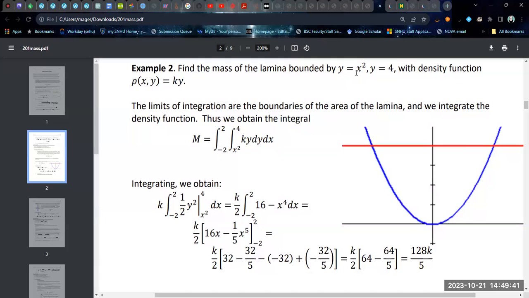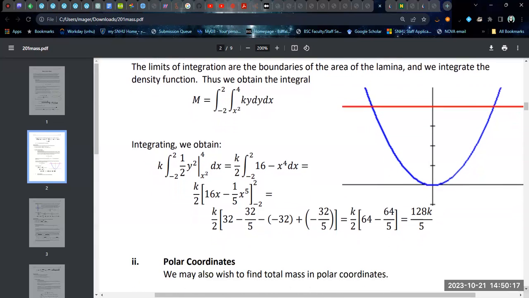The mass of the lamina we want to find is bounded by the curve y equals x squared and the line y equals 4. And our density function is ky. So the k is a constant, and the density is changing as y changes in this case. So our double integral is going to be bounded below by x squared and above by 4. And then the limits in x are -2 to 2. Our density function is ky, and we're going to integrate y first and then x.